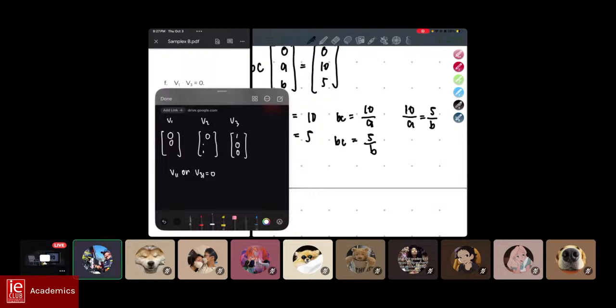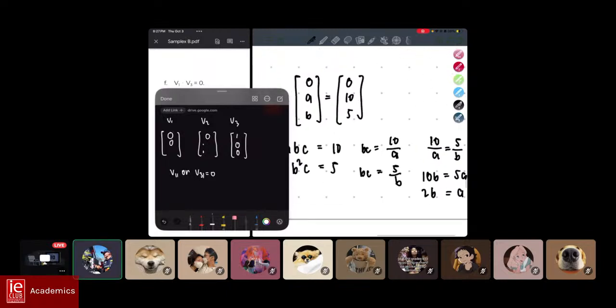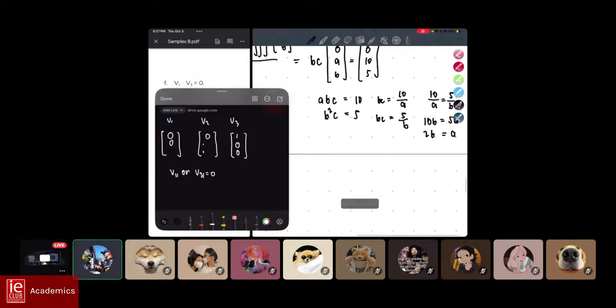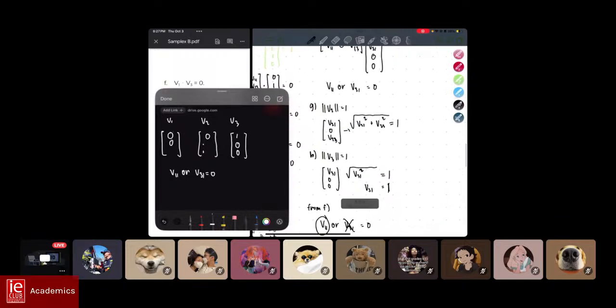Just multiply them both onto the numerator. 10B is equal to 5A, which gives us the information that A is equal to 2B. So now there's a relationship between the both of them. Recall, this is V2, and we know that V2's magnitude is 1. So we can reuse the information we got from G.